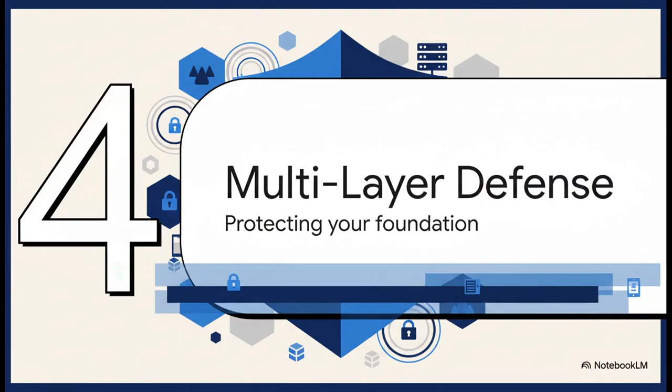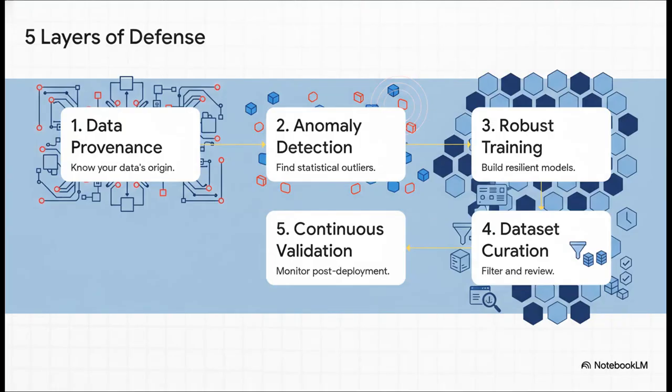But let's switch gears and talk about the solution. How do we actually fight back? Well, we have to build a multi-layered defense to protect the very foundation of our AI. Look, an effective defense isn't about buying a single tool. It requires 5 distinct layers all working together.